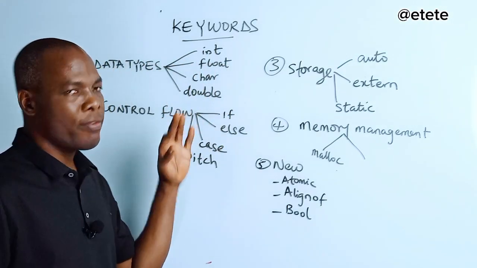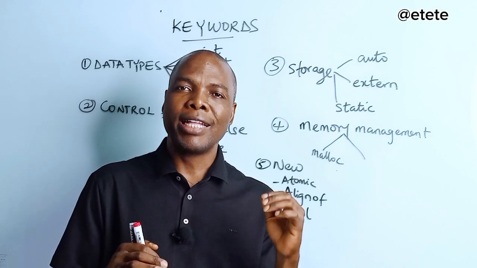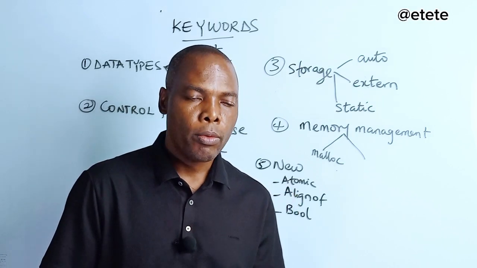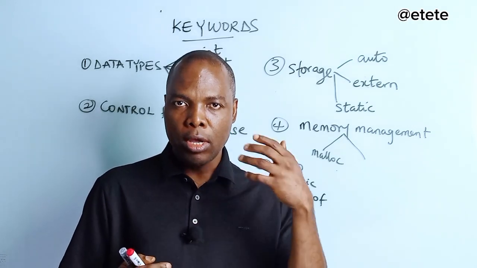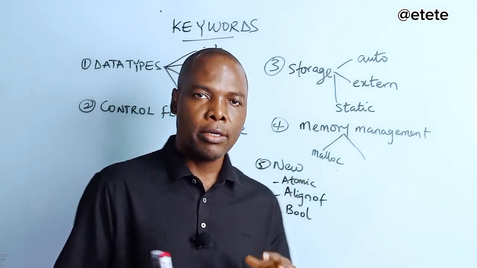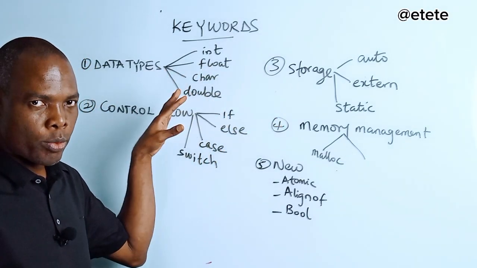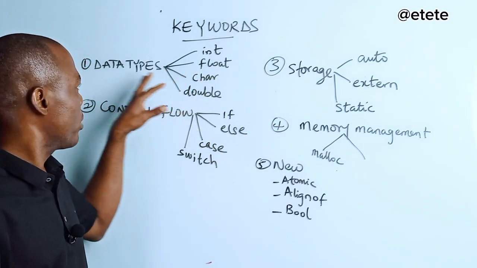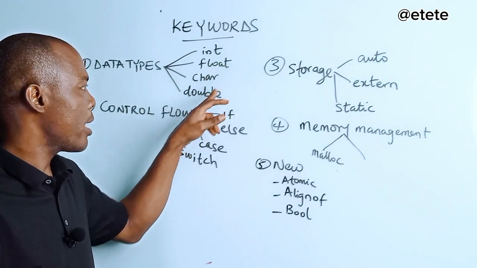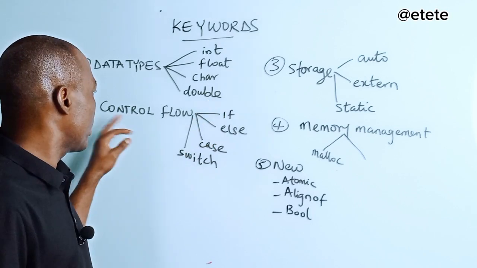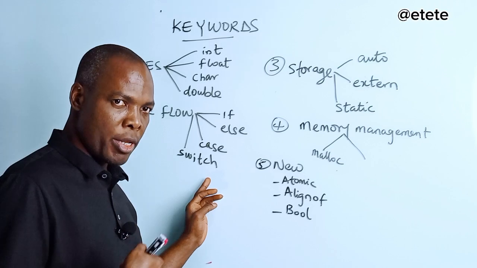Now, if you look at what I have on this board, ANSI C initially had 32 keywords. But subsequently, after several versions, other keywords have been added, right? I'm just dividing them into different groups, but there are still more. In this one, we have data types: int, float, char, double. There are other ones. Then we have control flow: if, else, case, switch. There are many more too.